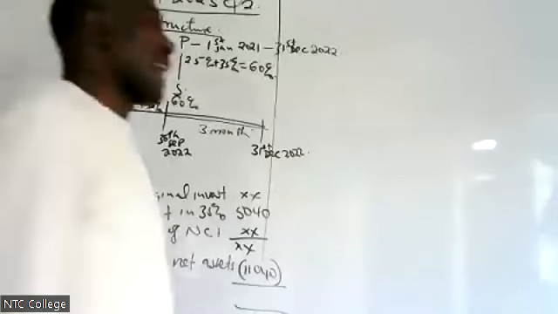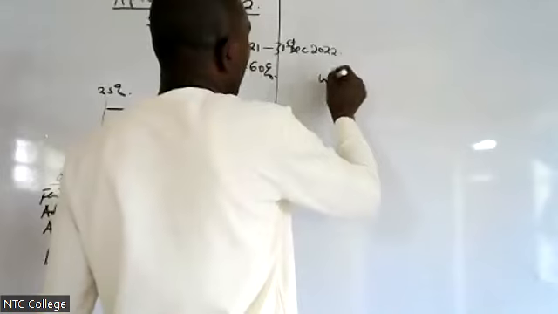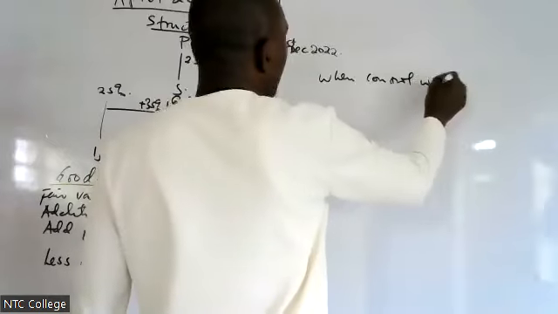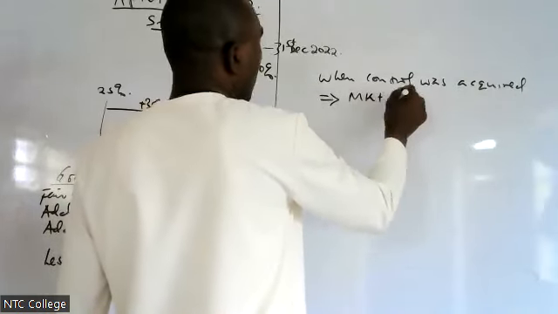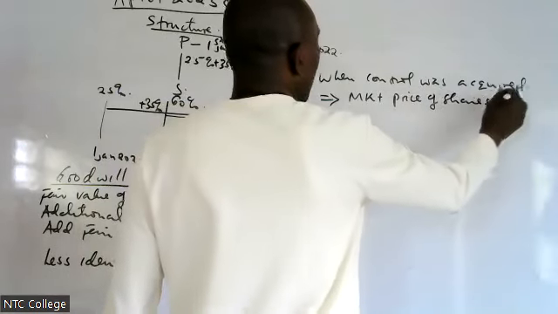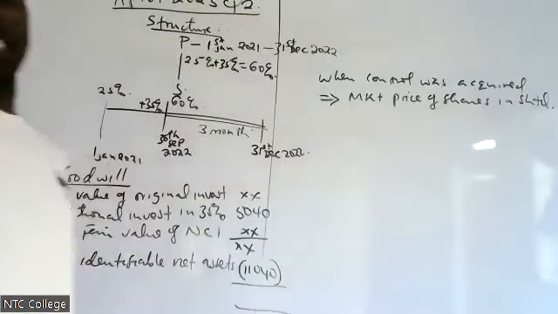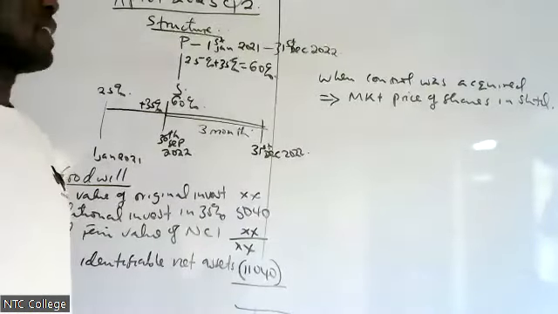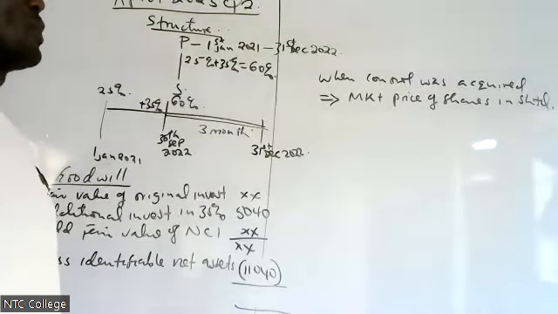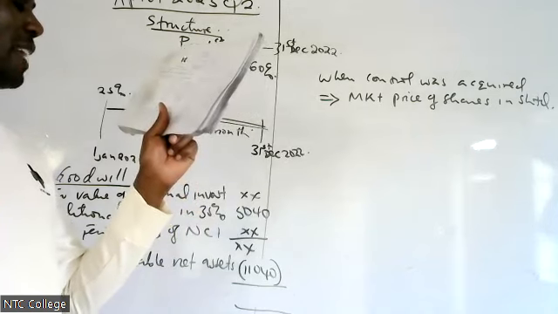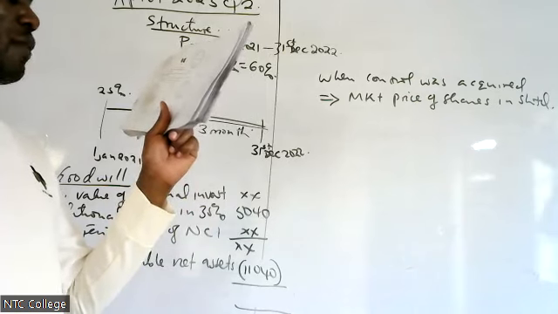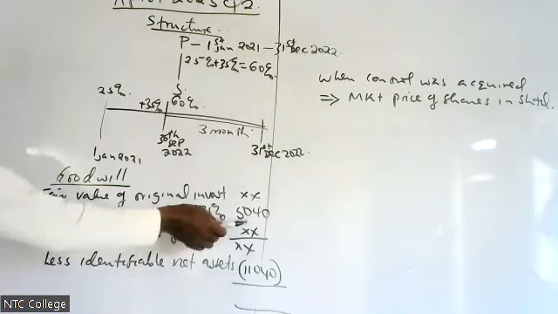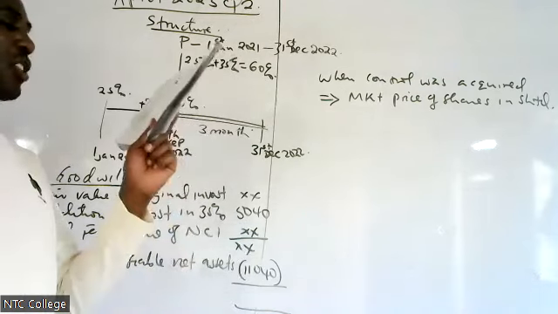Now remember, at acquisition, when control was acquired, the examiner has given us the market price of shares in S Limited. You can read in note number 3. A further 35% stake was acquired by P Limited in S Limited on 30th September 2022 for Kenya shillings 5040. 5040 is the additional investment.